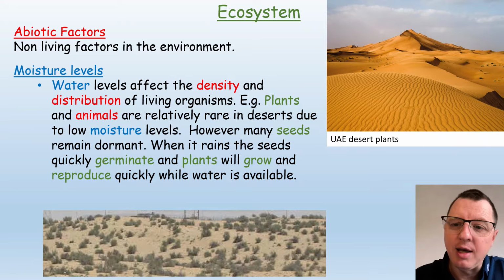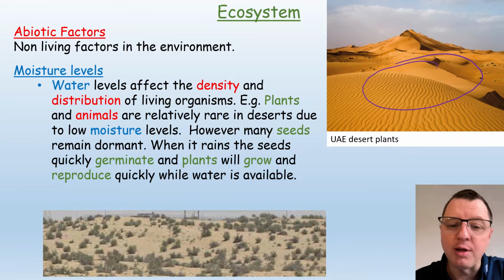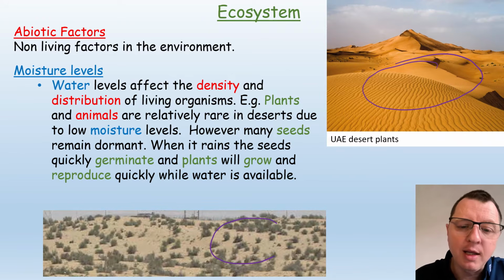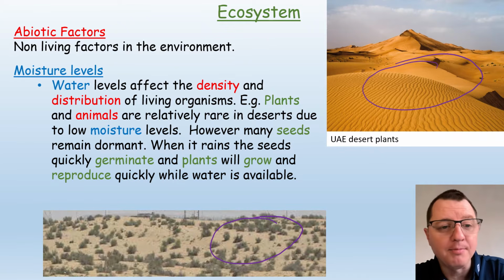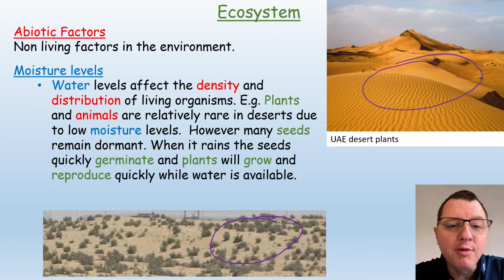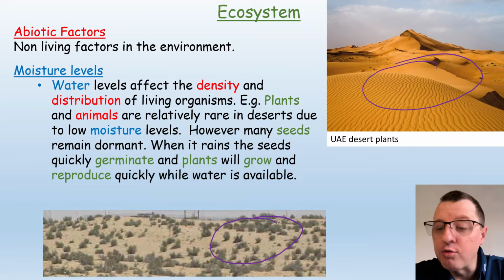And you can see here a relatively small number of plants within the environment. Even if we have had rain, the number of plants doesn't increase greatly. So water levels will affect the density and distribution of living organisms like plants and animals. So it explains why plants and animals are relatively rare in deserts due to the low moisture levels. However, many seeds remain dormant, and when it does rain, the seeds quickly germinate and the plants will grow and reproduce quickly while the water is available.